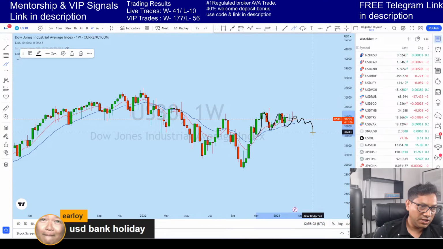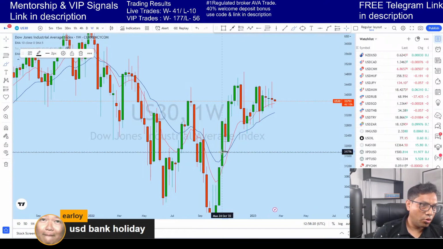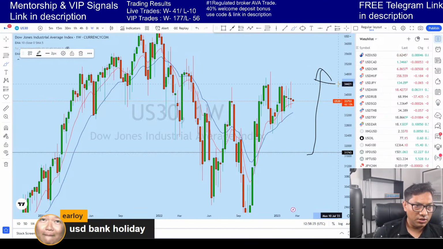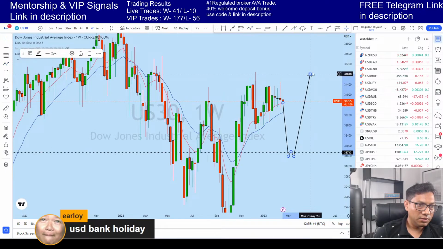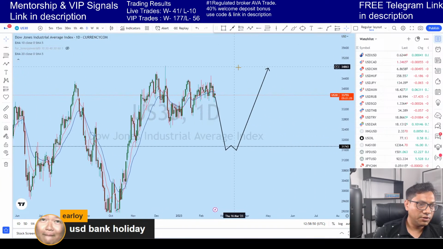So from here we will see the market, highly likely, US30 will come to this support here, okay, and from that support we'll see the market will break down here, probably will break this low, highly likely, and then from this support we will see US30 bouncing back to the upside, okay, like this. So that could be a very high probability trading opportunity on US30.